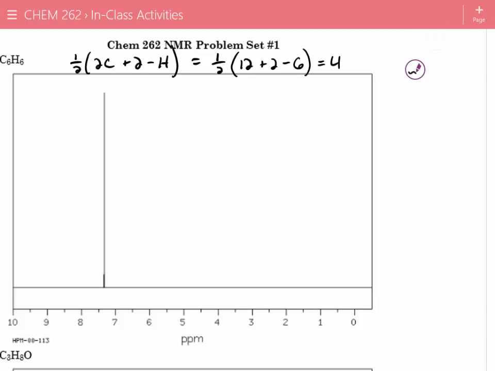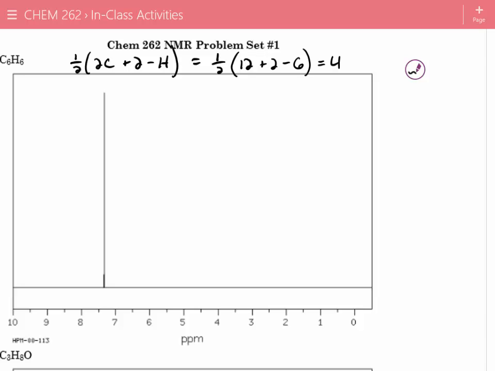This is why I teach chemistry. So we've got an HDI of 4. What does that tell us? There's either 4 pi bonds, or 3 pi bonds and 1 ring, or 2 pi bonds and 2 rings, or 1 pi bond and 3 rings, or just 4 rings. But we've got some clues already, right? It's aromatic.